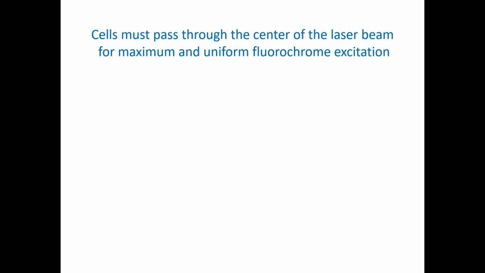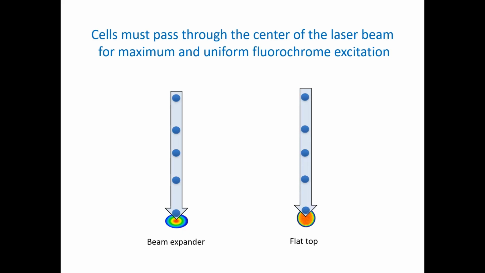The reason for the importance of a broader and uniform laser beam is that the fluorochromes on the cells must be as uniformly excited by the laser as possible in order to minimize the variation and maximize the accuracy of the emission measurements. We can see here that the beam expander is effective in increasing the area of the high power center of the laser to a certain degree, but it will not give us as wide and uniform excitation as the current flat top lasers.